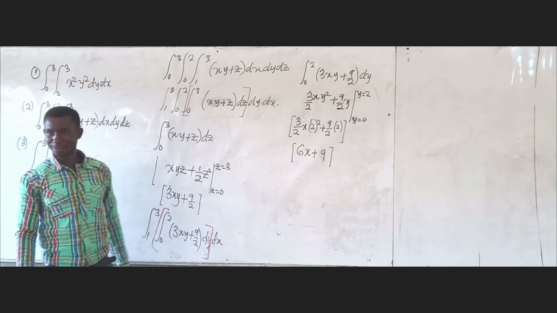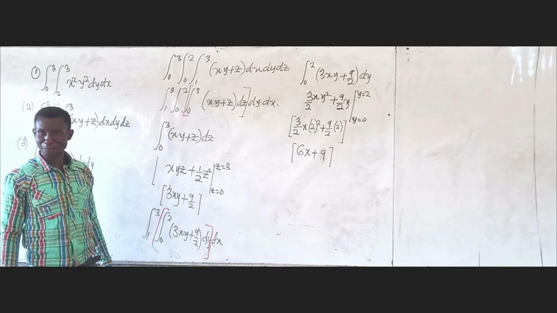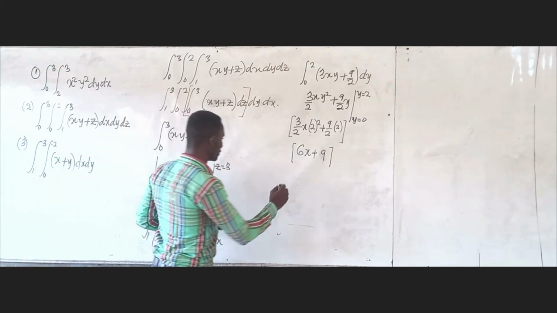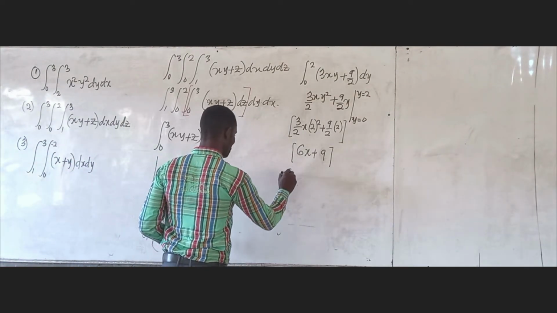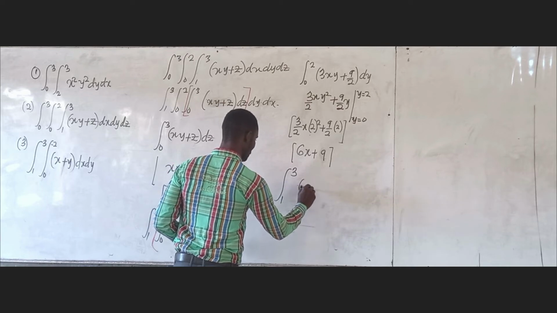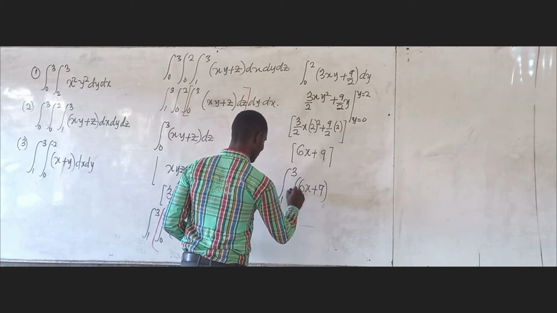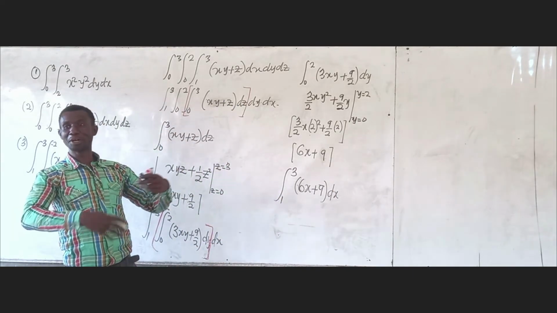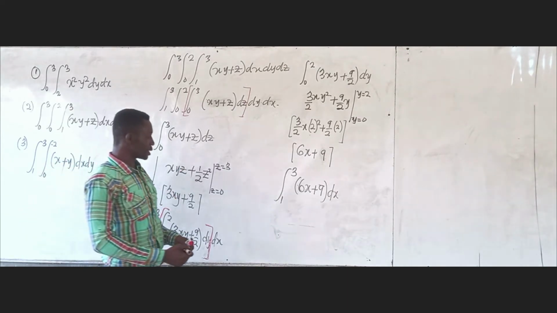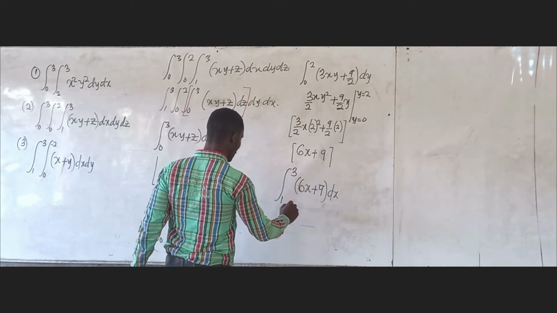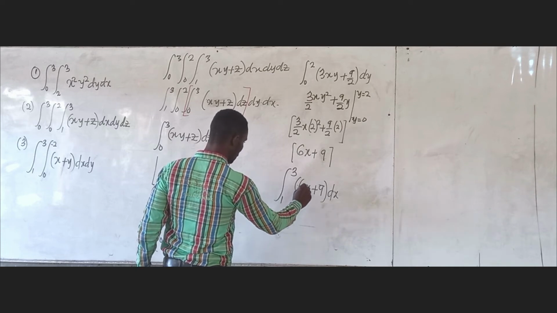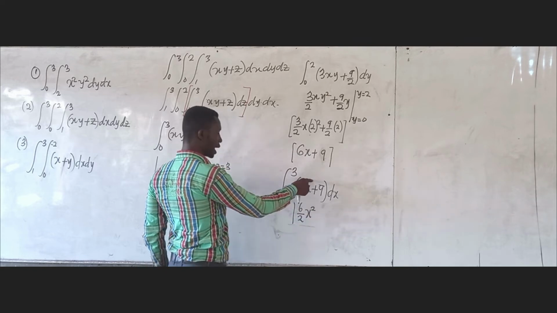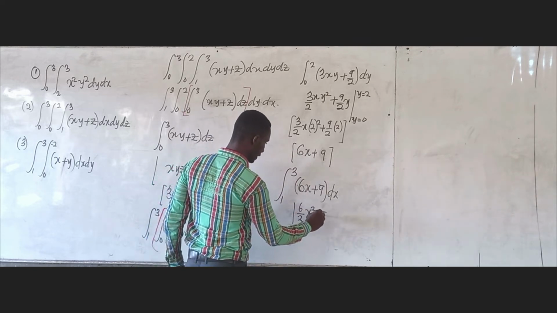Now that one, even SS students, fresh SS students with a little of calculus can integrate that one. So that will be integral 1 to 3 of 6x plus 9 dx. Now when you pick them gradually, you remove them like that, taking them as constant. So if we integrate this one, it will give me 6 over 2 x squared, because you add 1 to the power, plus 9x.